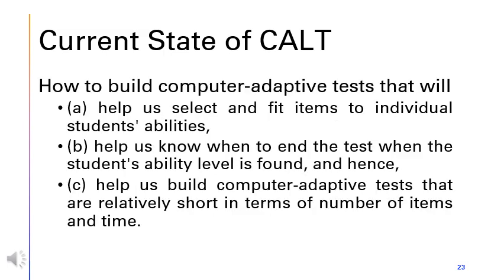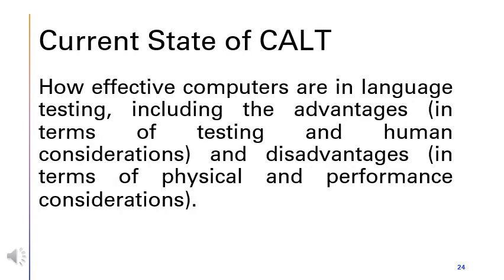The third concern about CALT that is also answered is how to build computer adaptive tests that will, first, help us select and fit items to individual students' abilities. Second, help us know when to end the test when the student's ability level is found, and hence help us build computer adaptive tests that are relatively short in terms of number of items and time. The last concern about CALT that is also answered already is how effective computers are in language testing, including the advantages and disadvantages of it.